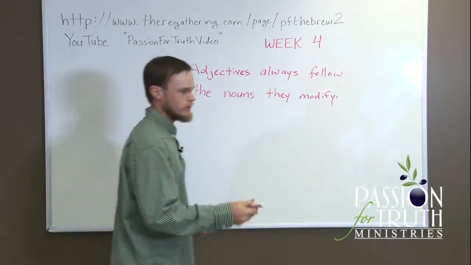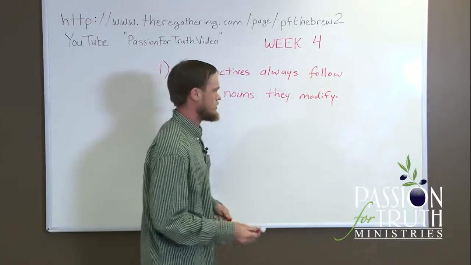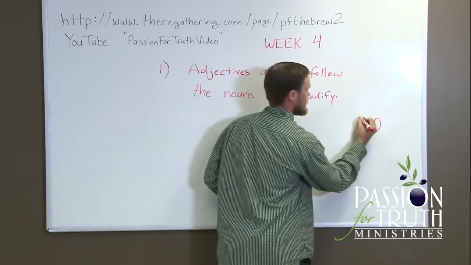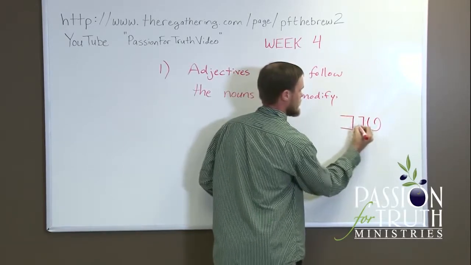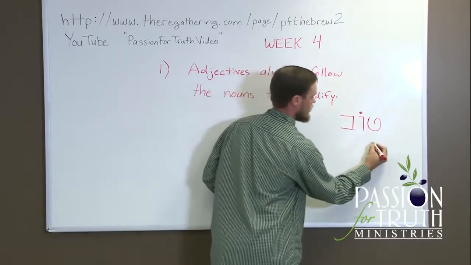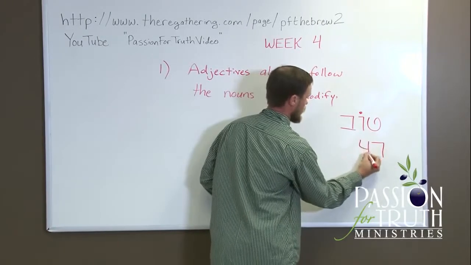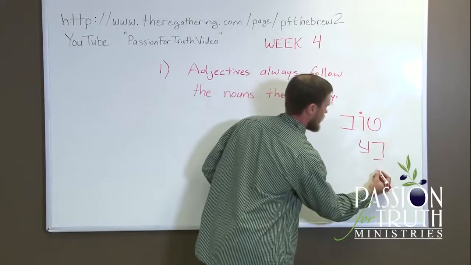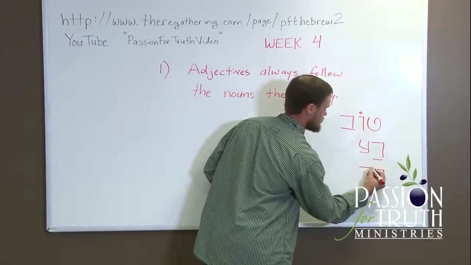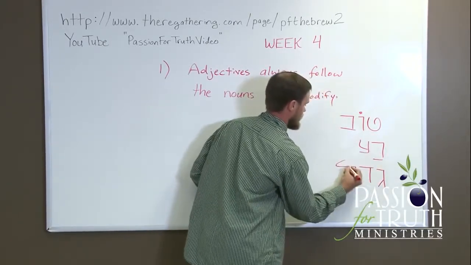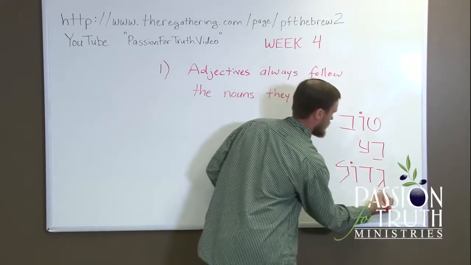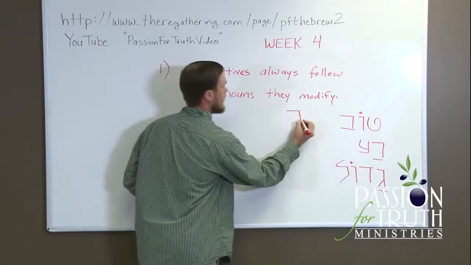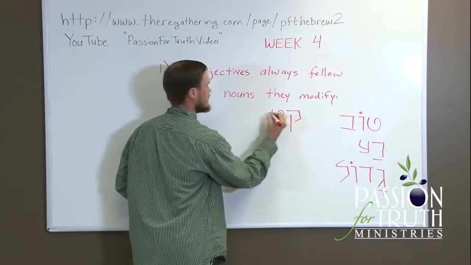Okay, so I have a number of adjectives listed on that sheet. Tov is good. Ra is evil. Gadol is big or great. And katan is small.